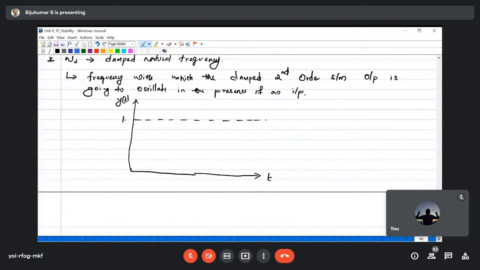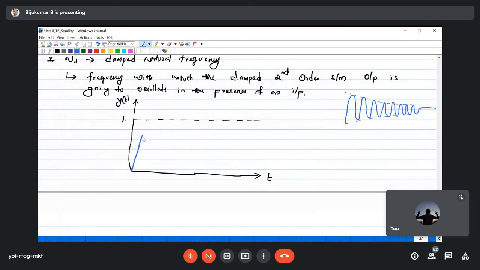Since the sinusoidal term is multiplied with the decaying term, how will the response be? There will be an envelope of this in steady state. It will oscillate, but since it is multiplied with the decaying term, what will happen? The oscillation will reduce. When t tends to infinity, it will go to the steady state. Okay, so it will be like this.